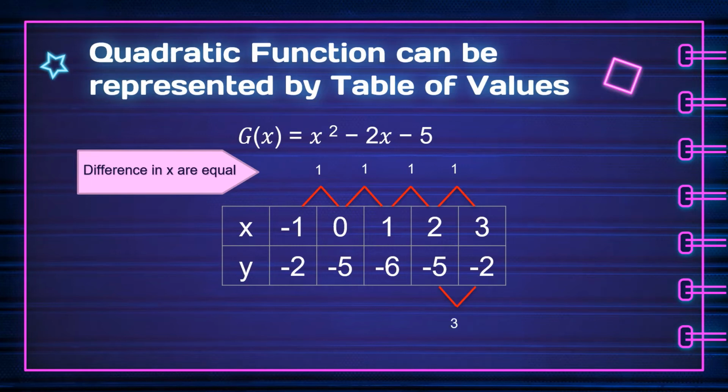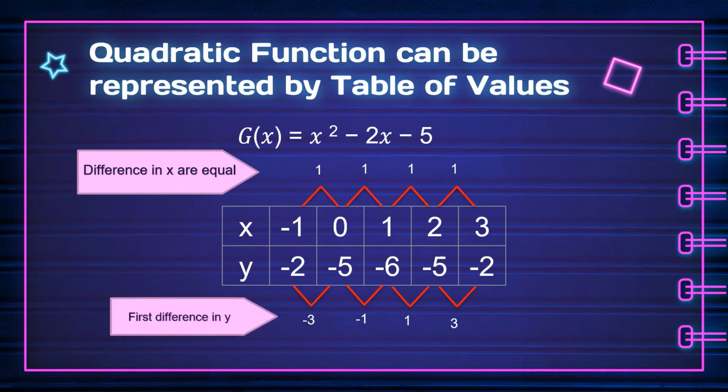Negative 2 minus negative 5 is 3. Negative 5 minus negative 6 is 1. Negative 6 minus negative 5 is negative 1. And negative 5 minus negative 2 is negative 3. So kung mapapansin ninyo, ang first difference natin sa y are not equal. So ito ngayon ang tinatawag natin na first difference, the first difference in y or f of x.